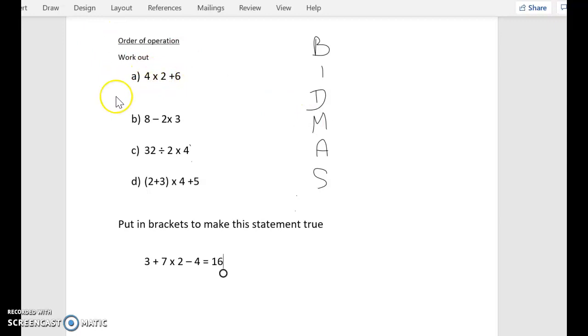So we've got 4 times 2, which gives us 8. And then we've finally got an addition. So we add those together and we get 14 as our first answer.